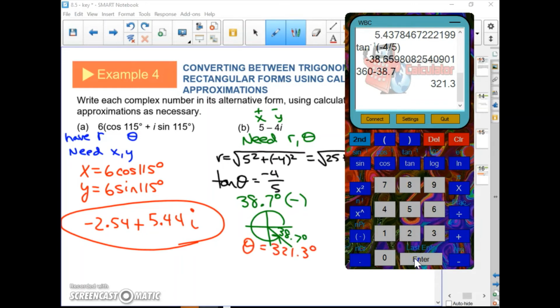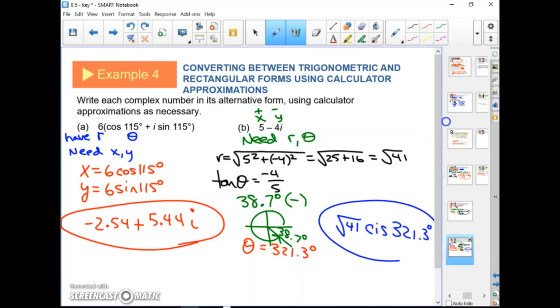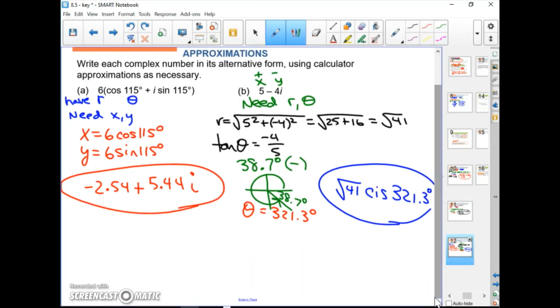So I've got r is square root of 41. I've got theta is 321.3. So polar form is going to be square root of 41 cis 321.3 degrees. You can put it in a longer form if you want to. The longer form is going to look like square root of 41 times cosine 321.3 degrees plus i sine 321.3 degrees. Same thing.